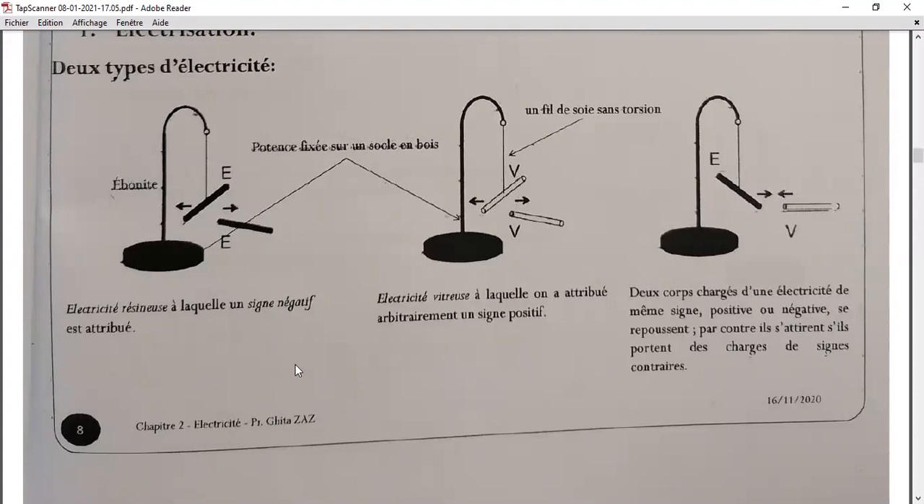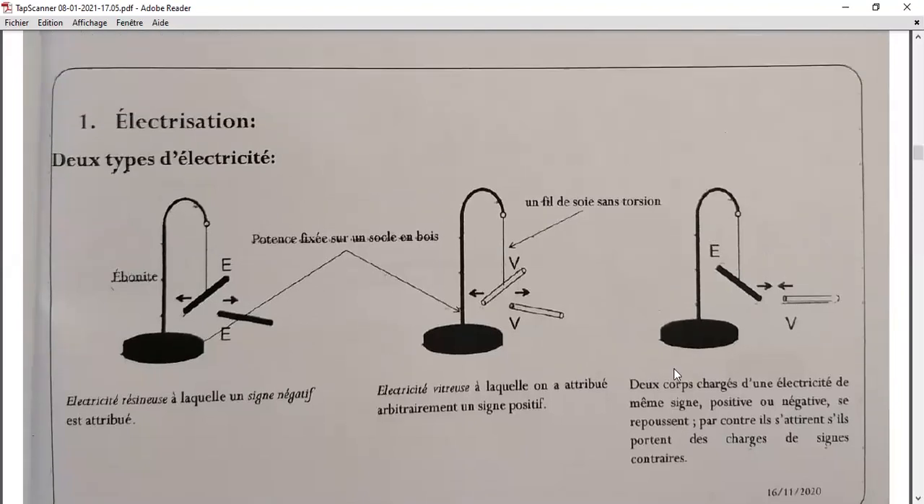And they came up with this phenomenon which says: deux corps chargés d'une électricité de même signe, positive or negative, se repoussent. So if you have two bodies which have the same sign, positive, positive, you see that there will be repulsion, repulsé. Par contre, ils s'attirent s'ils portent des charges de signes contraires. They attract each other if they have different signs. If I get a positive and a negative, there will be some attraction. So that's why they came up with two types of electricity: the negative electricity resinus, and the positive electricity vitreous.